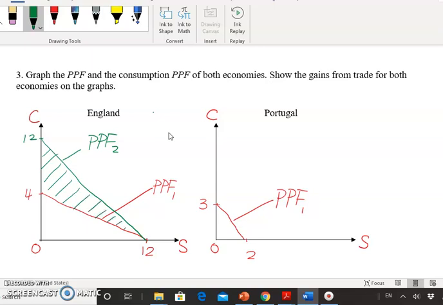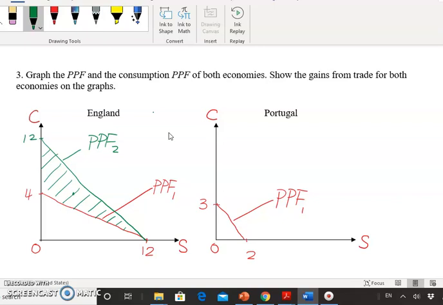Okay, because these areas can be achieved with trade, but cannot be achieved without trade. For example, let's take this point here, right? It is with trade that they can consume that much, but they can't if they are separated from Portugal, right?